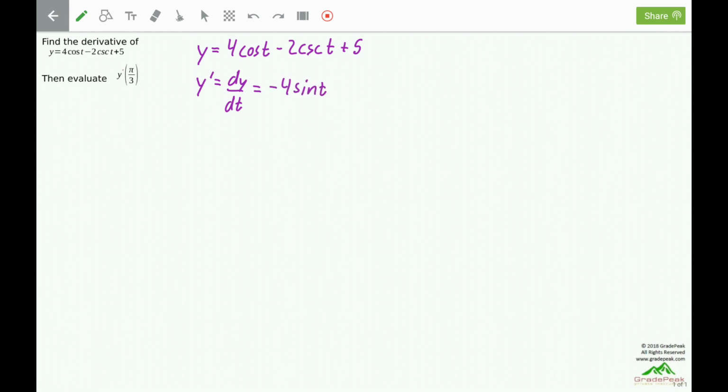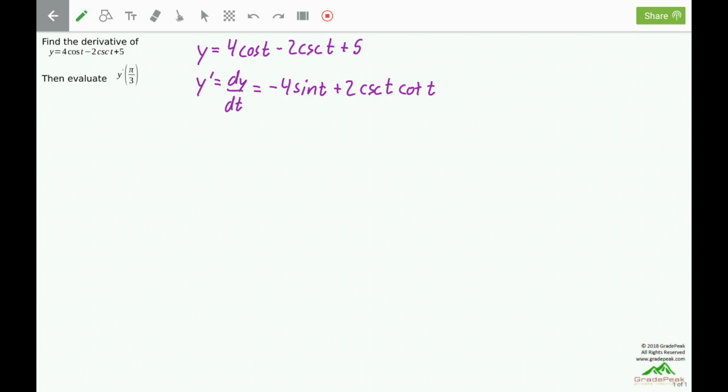The next term also has a constant, a negative 2, times the derivative of cosecant of t, which is a negative cosecant t times cotangent t. Times that negative 2, the negatives will become positive, and we'll end up with a positive 2 cosecant t cotangent t.